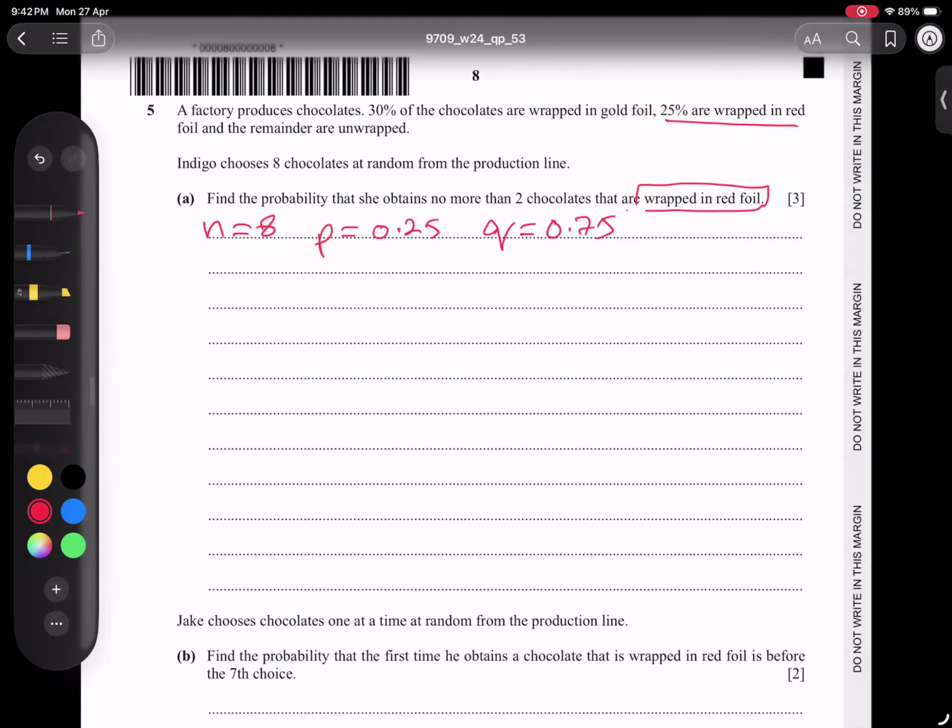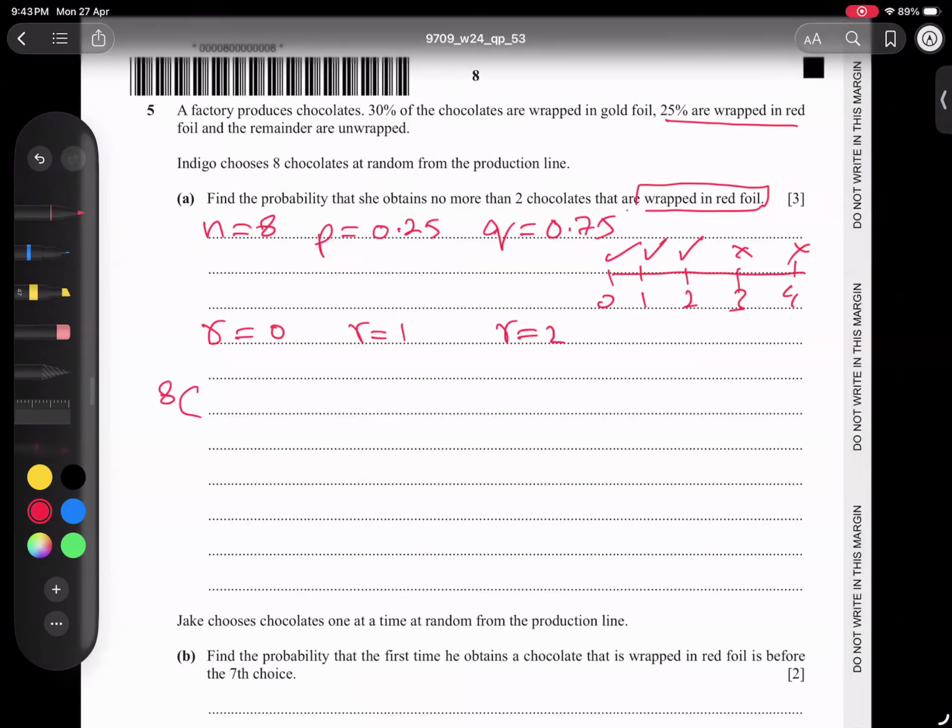Now he talks about no more than 2. No more than 2 means what, students? We have to talk about 2 and less. So I don't need the larger values; I need 2, 1, and 0. So it means I have to apply 3 formulas: r equal to 0, r equal to 1, and r equal to 2. So let's try to apply the formula.